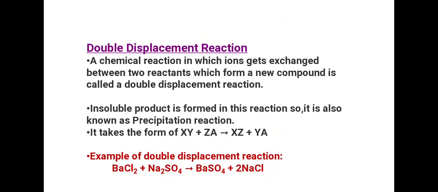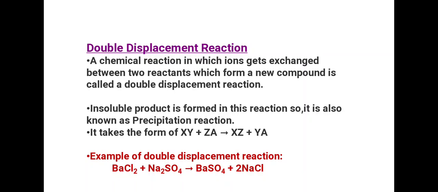Next is double displacement reaction. So what is double displacement reaction? It's a chemical reaction in which ions get exchanged between two reactants which form a new compound, is called as double displacement reaction. And during this double displacement reaction, insoluble product is formed. It is also known as precipitation reaction.